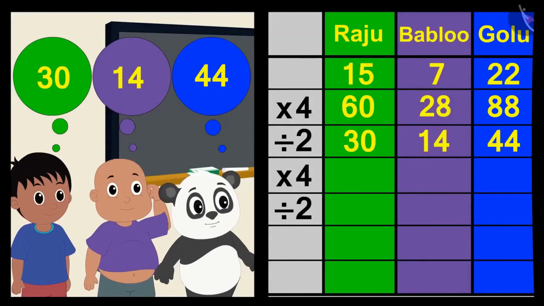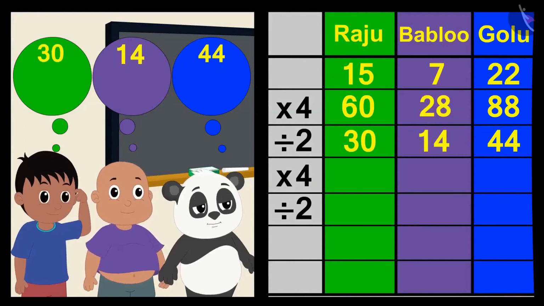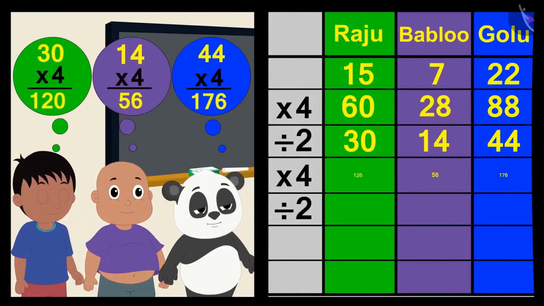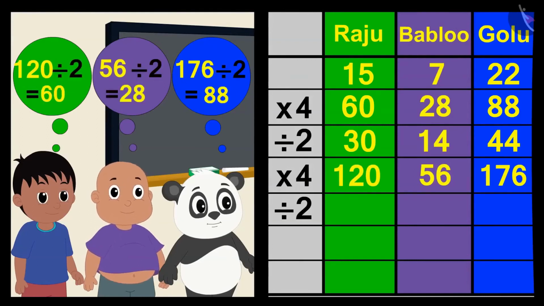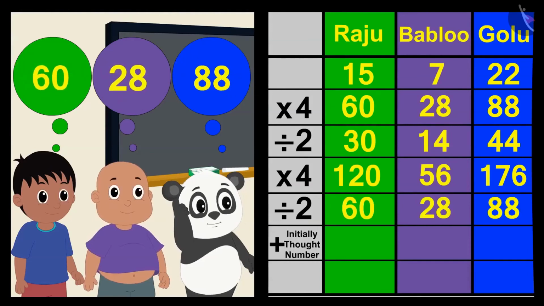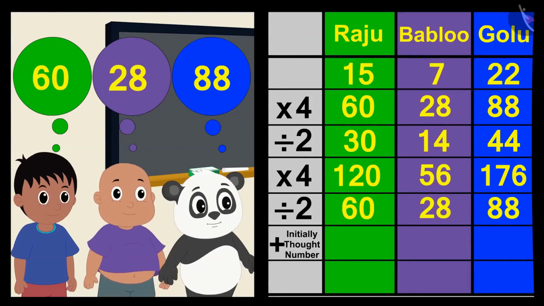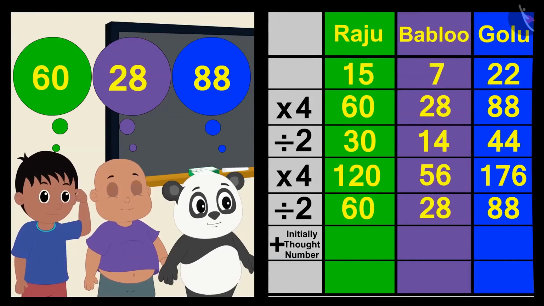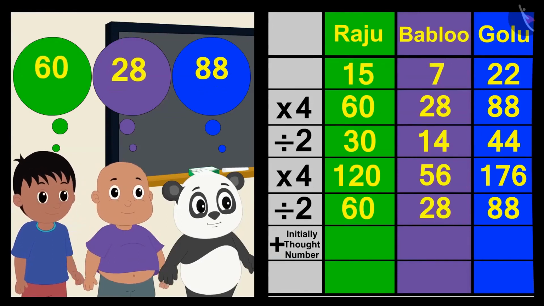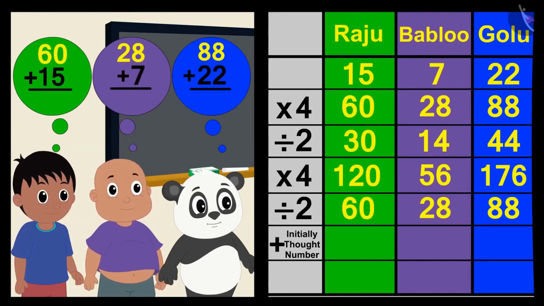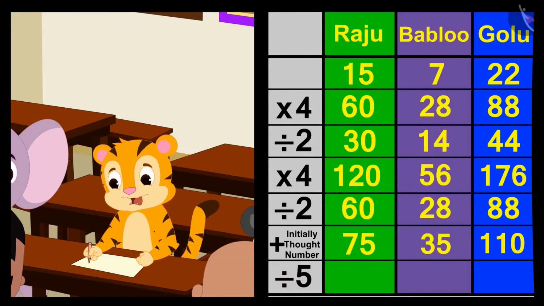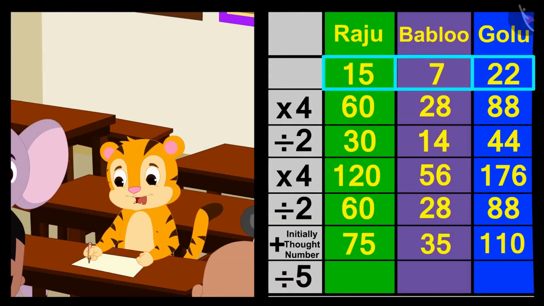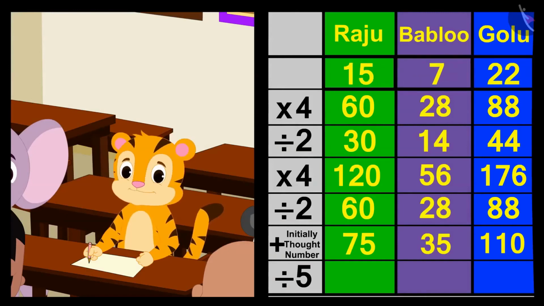The three friends multiplied their answer by 4 in this way and then divided the received answer by 2. Now, add your original number to your answer. Sher Khan said. The three friends added the initially thought number to their answer, just as Sher Khan had said. Now, if you divide your answer by 5, then you will get your originally thought number in the answer. Sher Khan said excitedly.